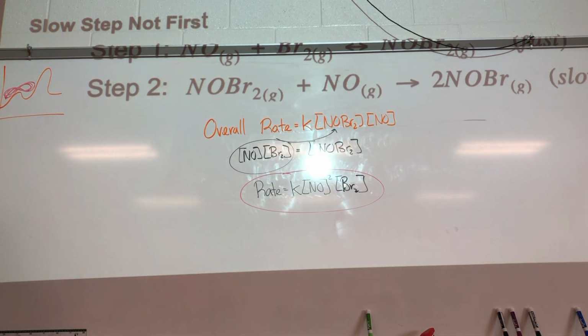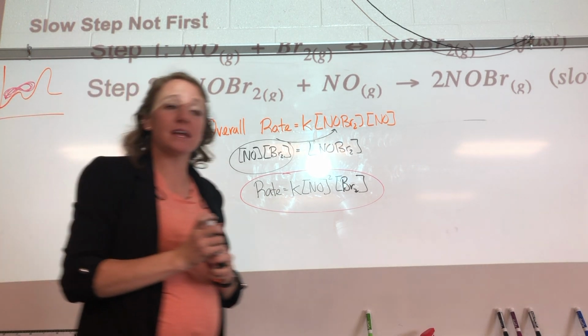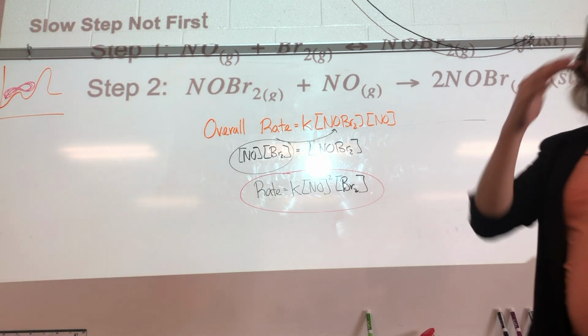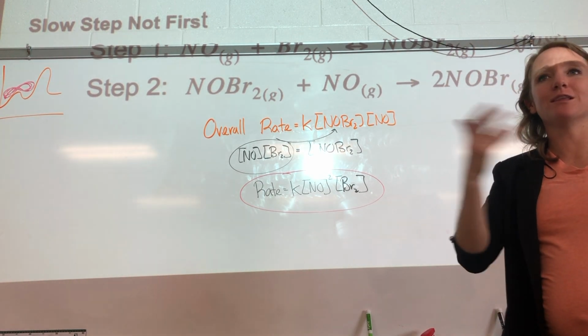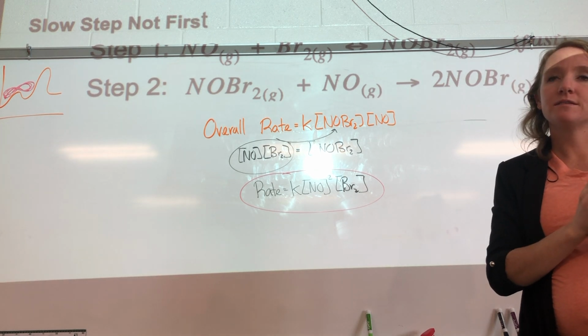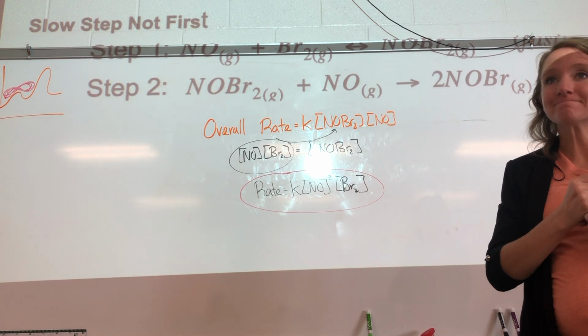What happens if the first step, the fast step, isn't a forward and backward reaction? It always will be. Whenever the slow step isn't first, the steps preceding it always form an equilibrium, because it's waiting in a sense for the slow step to happen. So it just goes back and forth. The slow step will slowly consume that NO2. Yes. Good question though.